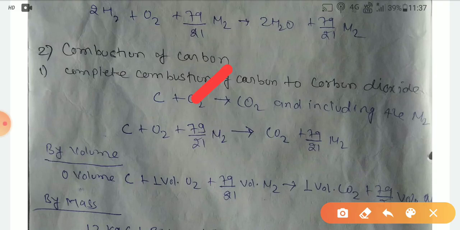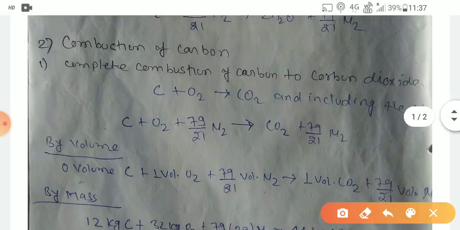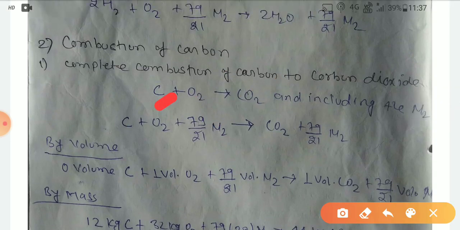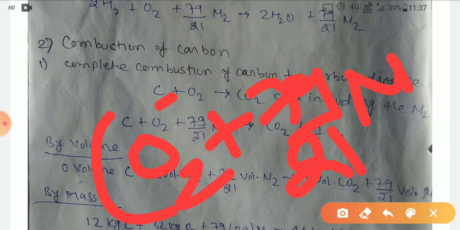Here I write it including nitrogen. So 1 mole of carbon, 1 mole of oxygen plus 79 by 21 moles of nitrogen, because in air the ratio of N2 to O2 is 79 by 21 on the basis of 1 mole.